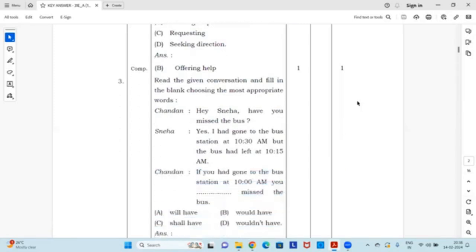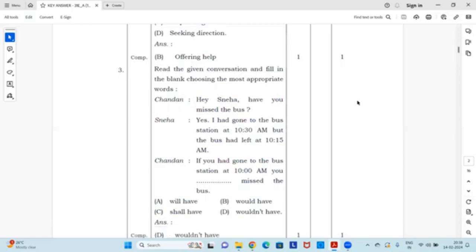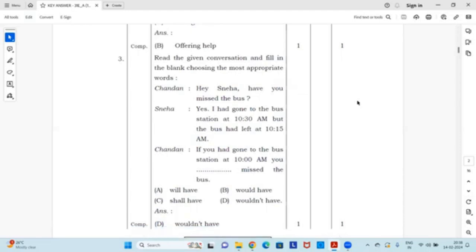Read the conversation and fill in the blank, choosing the most appropriate words. Chandan: Hey Sneha, have you missed the bus? Sneha: Yes, I had gone to the bus station at 10:30 a.m., but the bus had left at 10:15 a.m. Chandan: If you had gone to the bus station at 10 a.m., you dash miss the bus. So which is the most appropriate word to fill here among the 4 options? Option A, will have, would have, shall have, or wouldn't have. The right answer will be option D, wouldn't have.